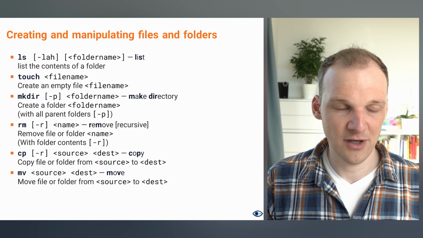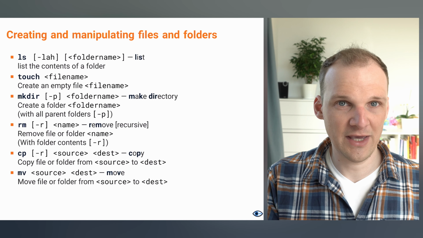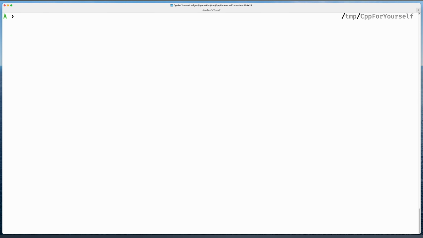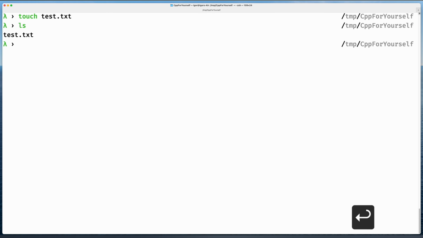I'm again in the same folder, in this temp cpp for yourself folder. If I do a touch, let's say test.txt file, then I can now see this text file here. How can I see this text file here? With the ls command, or the list command. If I just type ls, then it shows me the content of this folder right here.